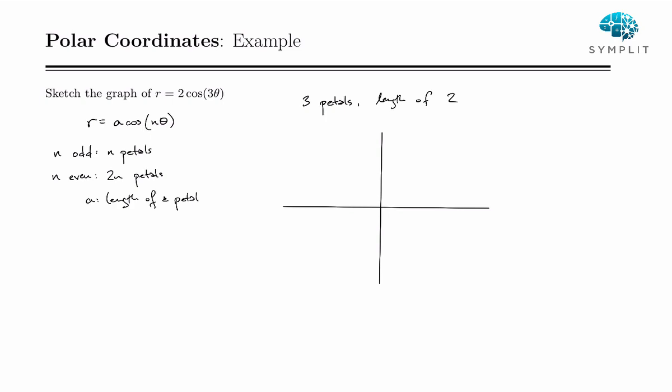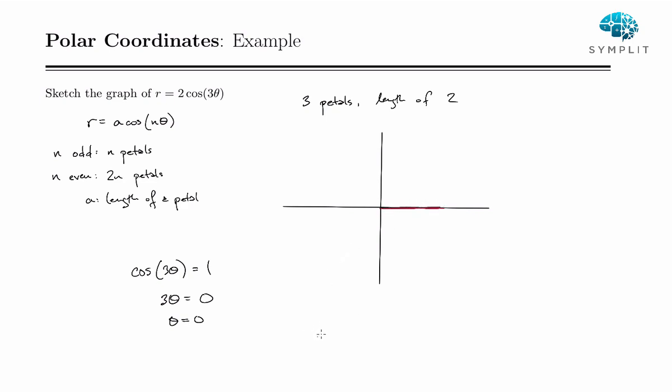What we need to know is the location of these petals. Essentially, we need to know when r is the biggest. That would be, of course, when cosine is equal to 1, or of course negative 1, but we just need to find a place where it's 1. That would be when 3 theta equals 0, so theta equals 0. So we have a petal at theta equals 0, coming out this way.